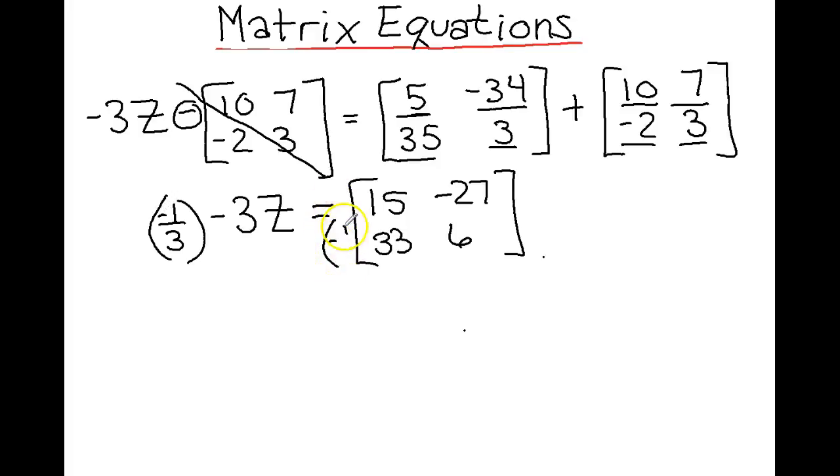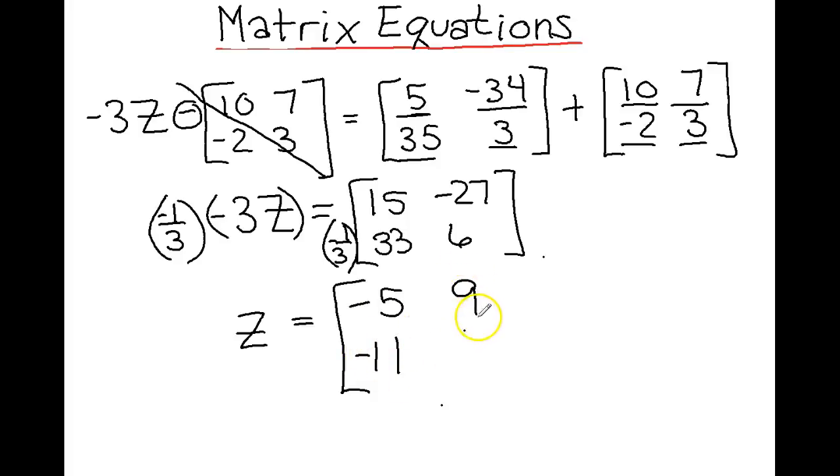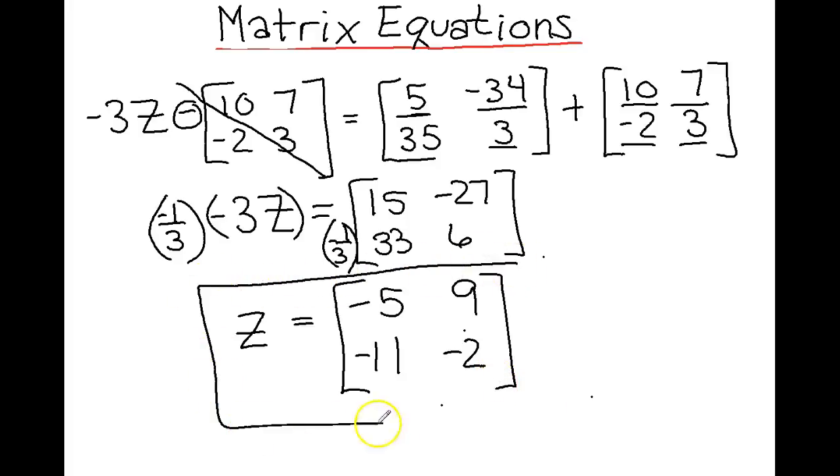So I'm going to multiply this by a -1/3. And -1/3 times a -3Z is just positive Z. And that -1/3 in front of my matrix is just scaling this matrix right here. So I'm going to scale every number in this matrix by a -1/3. So I will get a -5, a -11, a 9, and a -2. So when I solve my original equation, I end up with matrix Z equals -5, 9, -11, -2.